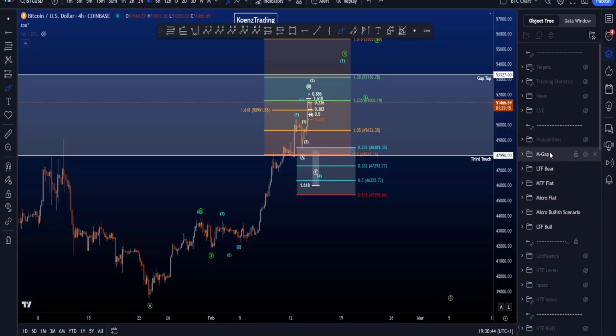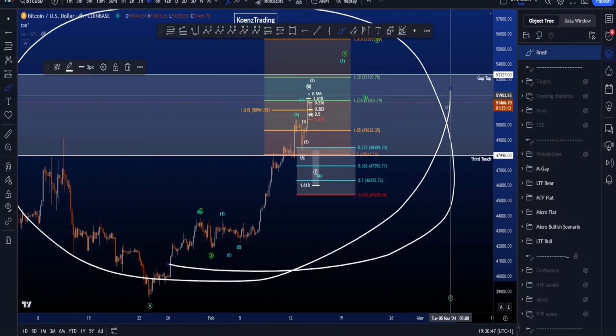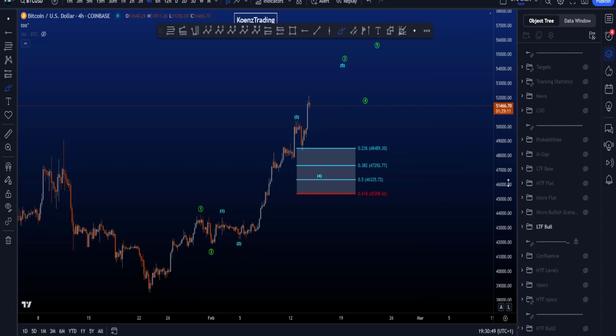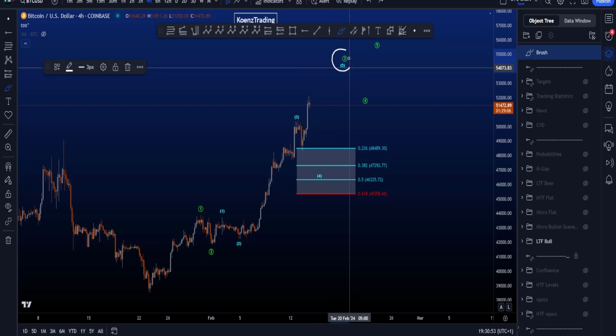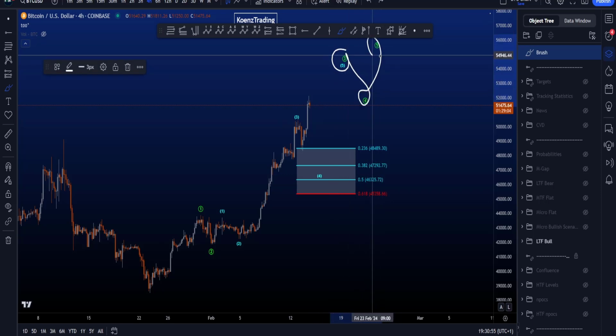Hi everyone, let's go over my bullish and bearish Elliott Wave scenarios on Bitcoin. On the 4-hour chart, we're looking here for a bullish scenario where we have a double 1, 2, 3, 4, 5 to finish this green 3, then another 4 and another 5.